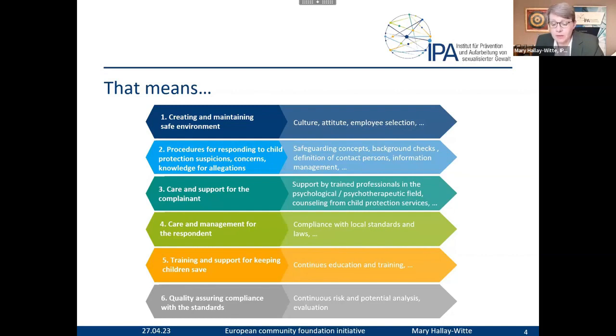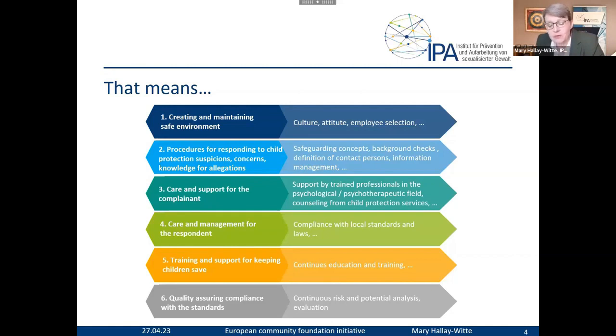Knowledge about violence, a feeling for the appropriate classification of a suspected case, and knowledge about possibilities for action and existing structures is not just there. It must be learned and regularly refreshed in order to remain present to all those involved in the foundation.